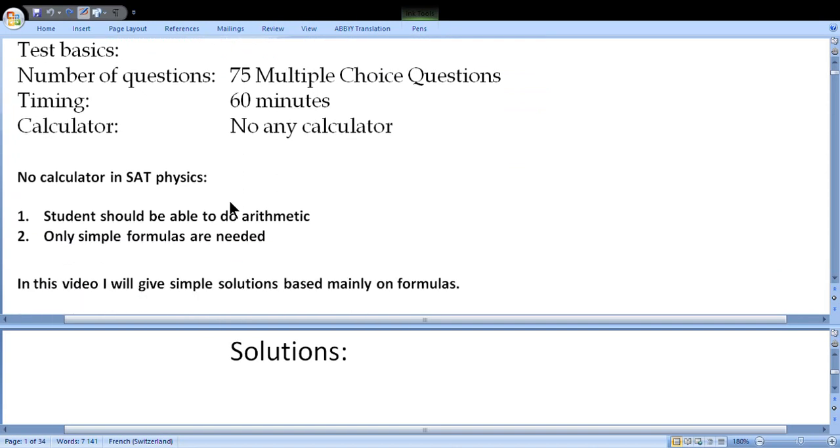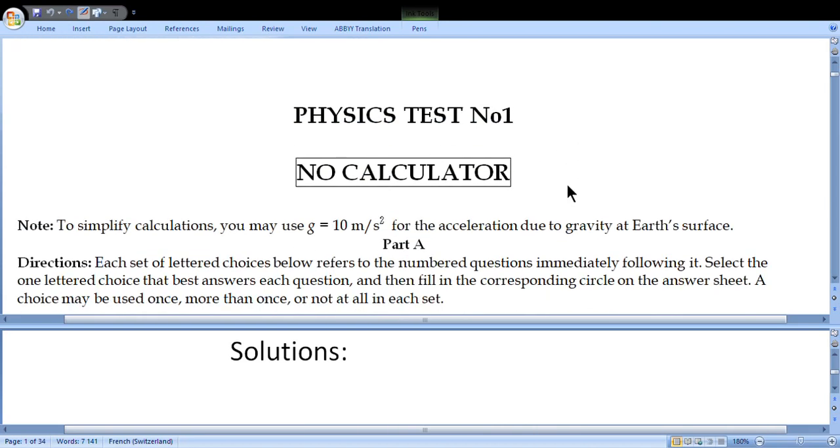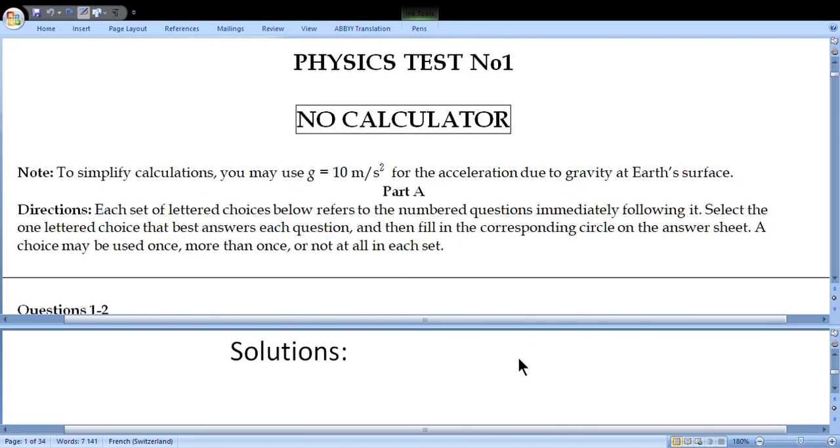Test basics. 75 multiple choice questions, timing 60 minutes, no calculator. So no calculator in SAT physics means that students should be able to do arithmetic and only simple formulas are needed. This is a good thing. In this video I will give simple solutions based mainly on formulas. In the upper panel you will have the question, in the lower panel the solution.